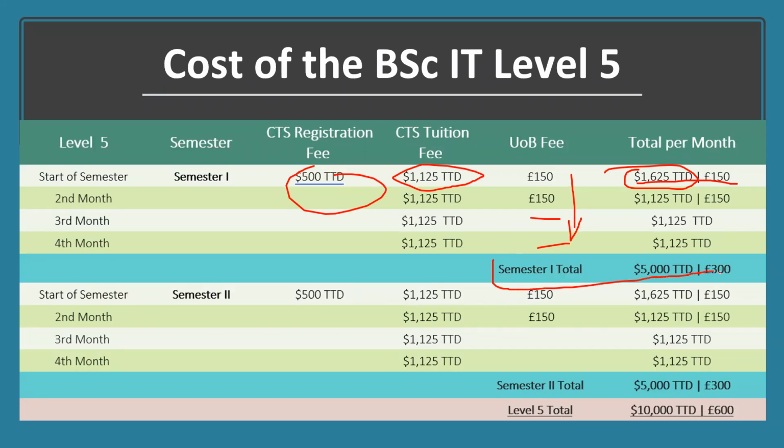And if you follow your payment plan, you're going to meet that end goal of 5,000 TT, £300 for your first semester, right? And if you follow the same structure for your second semester, you're going to end up making your level 5 total, which is 10,000 TT, £600, following the payment plan and paying your fees in a timely manner as well. And that should conclude the payment plan that we have for level 5. But if you're not comfortable with the payment plan, again, feel free to reach out to us and we can have something created specifically for you.